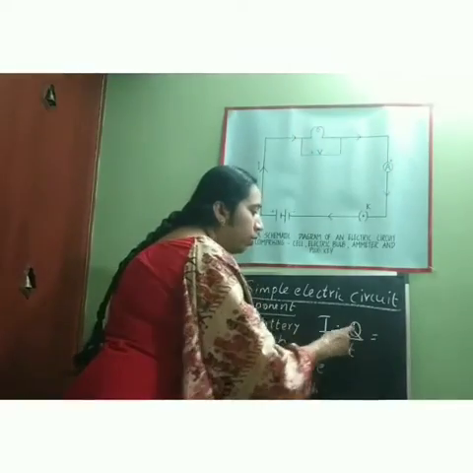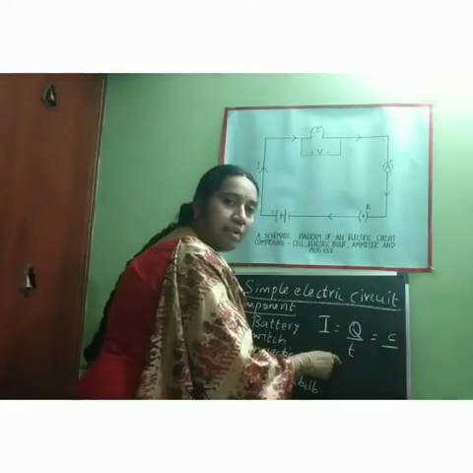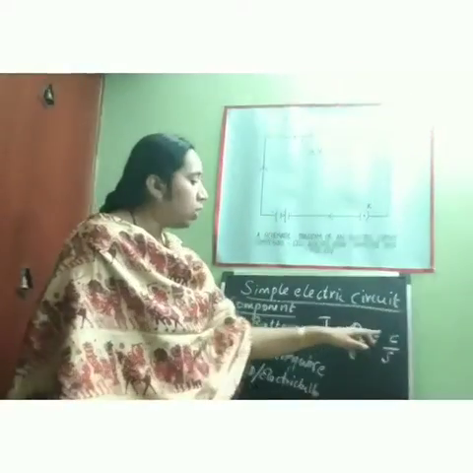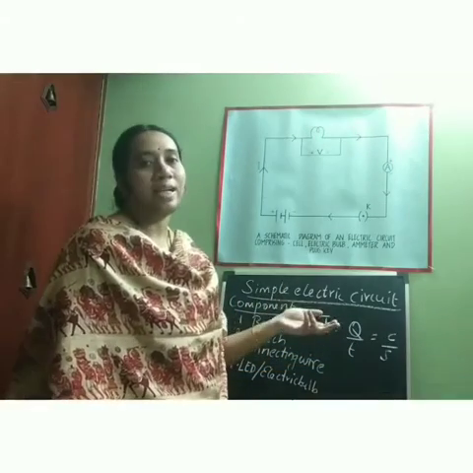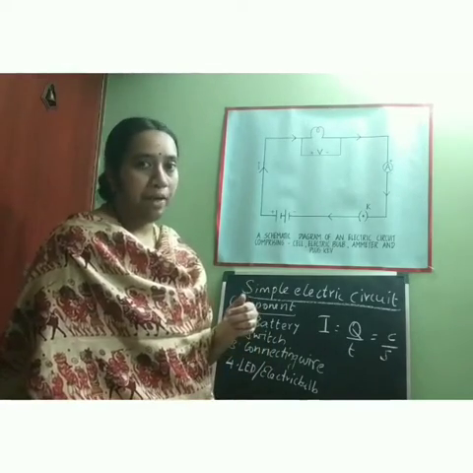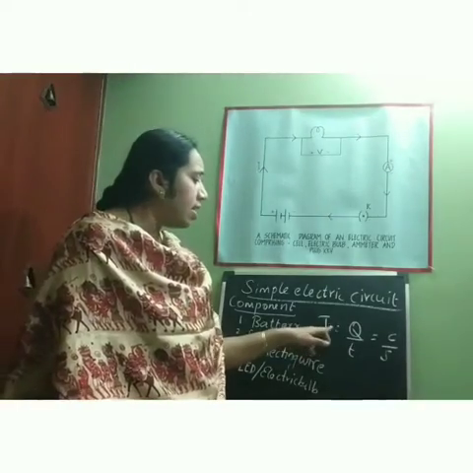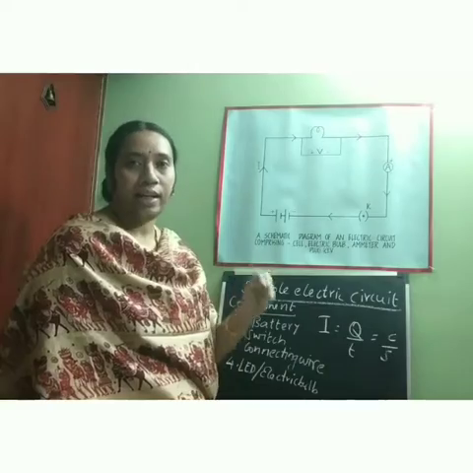You know the unit of electric charge is coulomb. What is the unit of time? Second. So the unit of electric current is coulomb per second, or the unit of electric current can also be said as ampere, which is named after the renowned scientist Ampere. Electric current is defined as the rate of flow of electric charges inside the conductor.